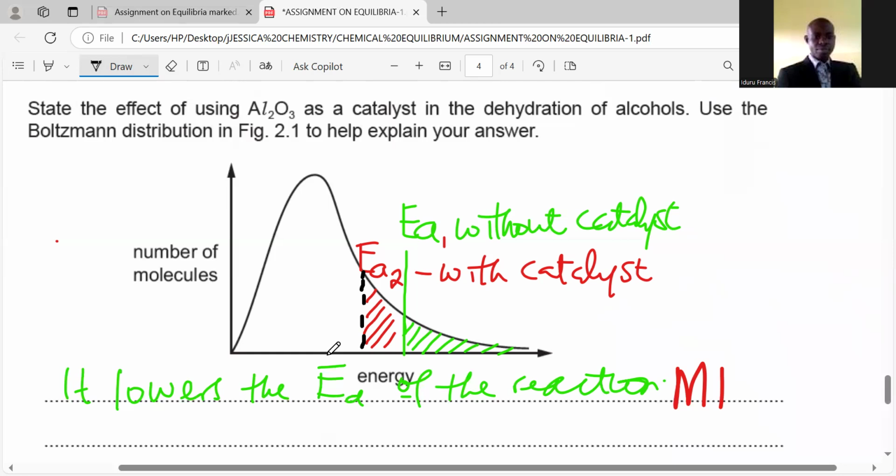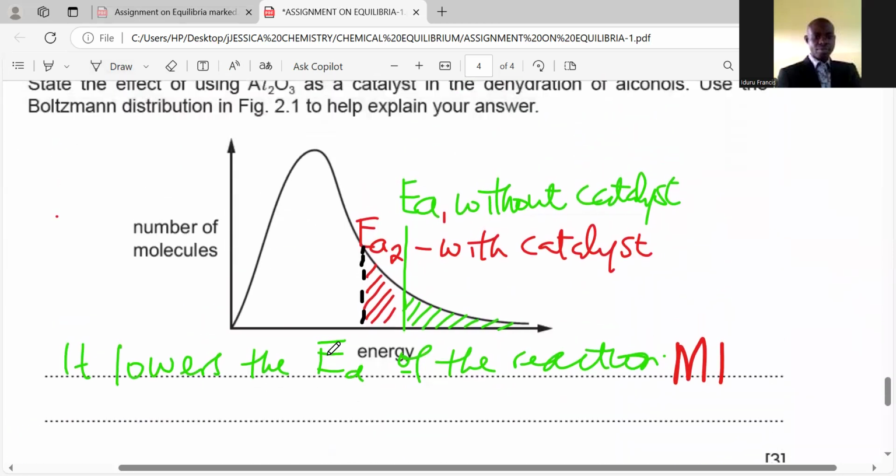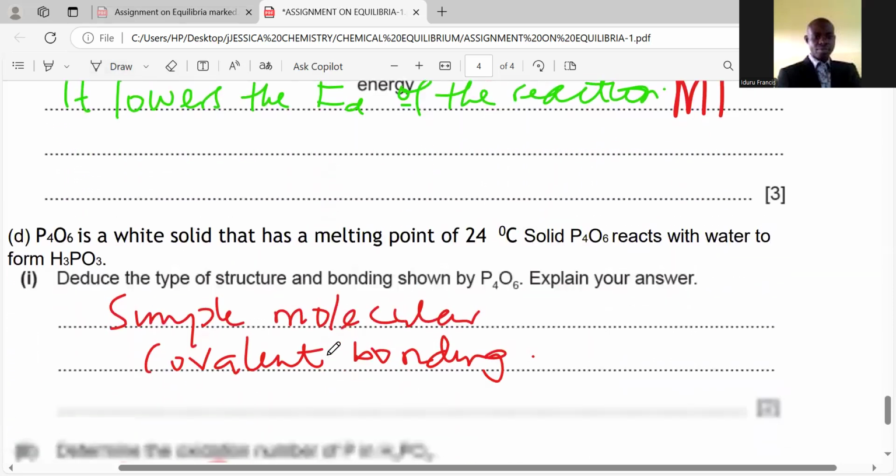So they are asking to use the diagram. M1 is lowers the energy, and then how many marks are there? The total mark there is 3 marks. So we've seen M1. Then the M2 will be this one without a catalyst, and M3 will be this one, the broken line drawn, and the shaded portion of that broken line. That will give you the M3 for that reaction.